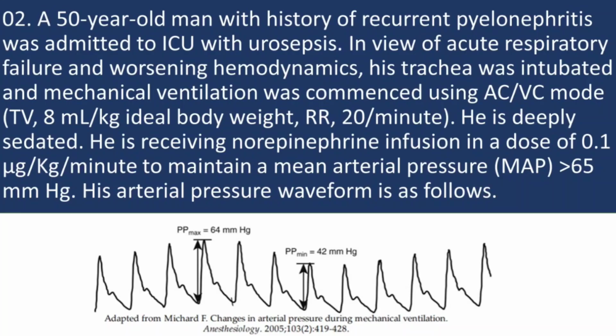So now we will move on to question number 2. A 50-year-old man with a history of recurrent pyelonephritis was admitted to ICU with urosepsis. In view of acute respiratory failure and worsening hemodynamics, his trachea was intubated and mechanical ventilation was commenced. Using assist control, volume control mode of ventilation with a tidal volume of 8 ml per kg ideal body weight, respiratory rate of 20 per minute.